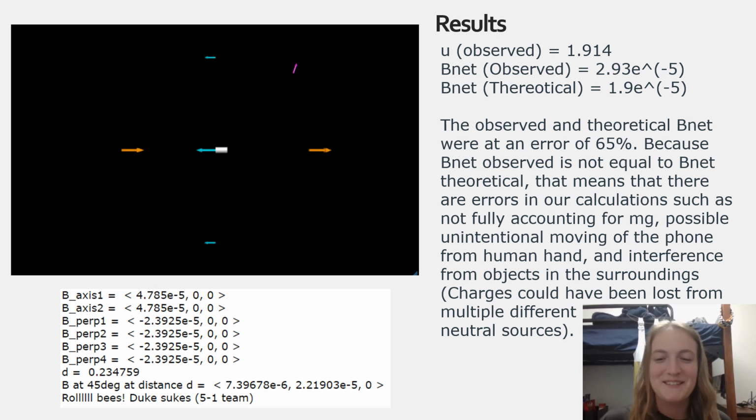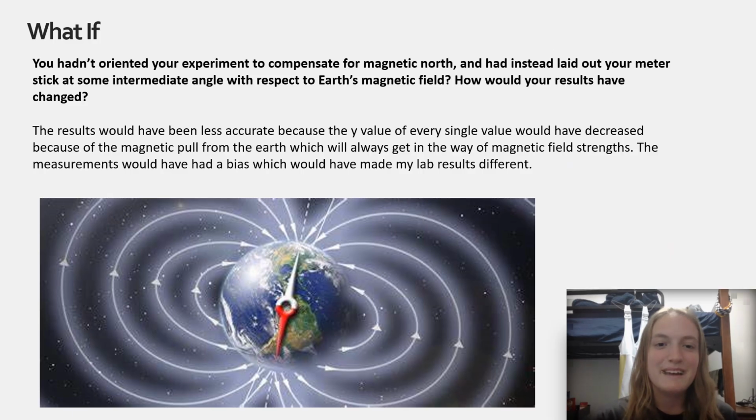I just added this little roll piece at the bottom because we beat Duke this last Saturday.